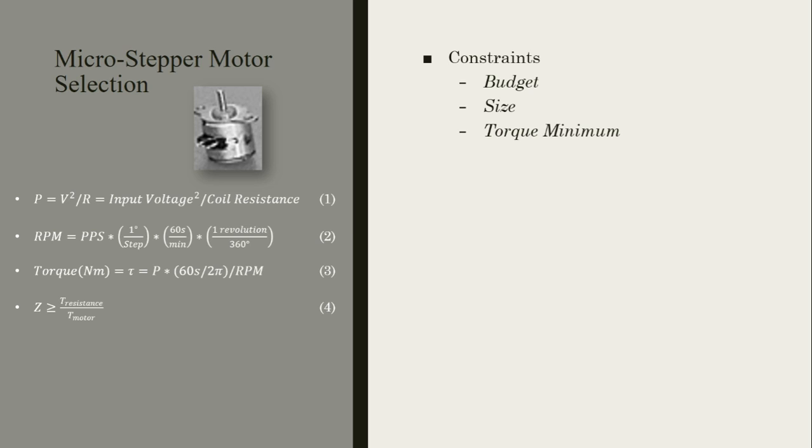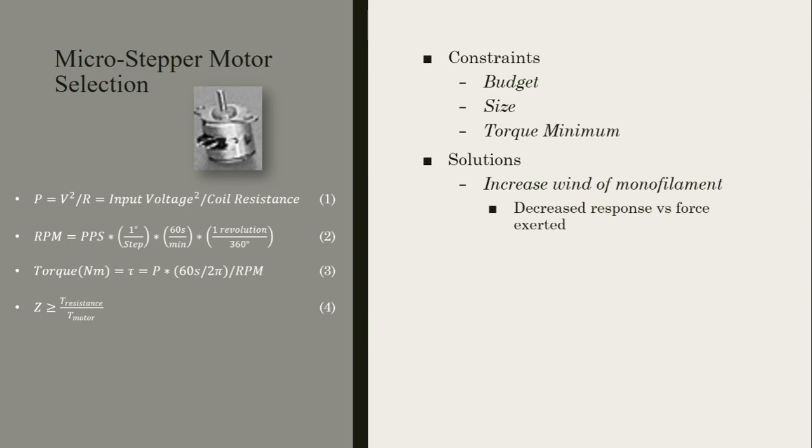However, we did find a solution for this, and the solution was increasing the winding of the monofilament. The number of winds allowed more torque, and it decreased the response speed of the hand itself. So instead of closing in a matter of a few milliseconds, it actually closes in about 3 seconds, which is not that fast for a hand, but it's pretty good.